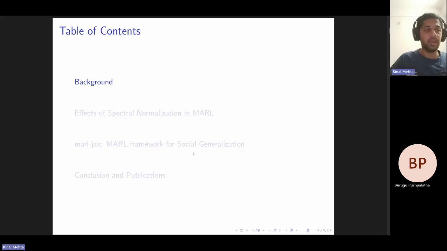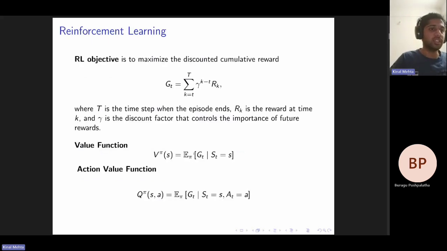So let us start with the background work. So what is reinforcement learning? Reinforcement learning is basically where we want to train an agent to interactively learn from the environment. So the objective here is to maximize the discounted cumulative reward.